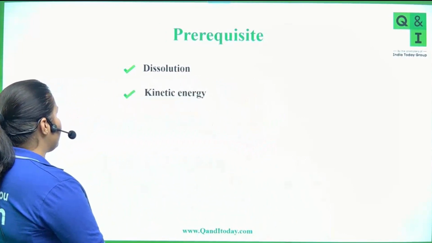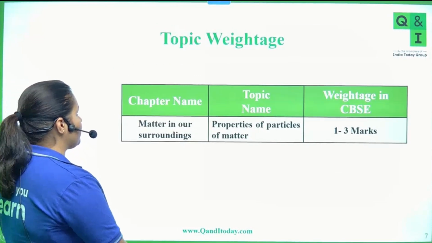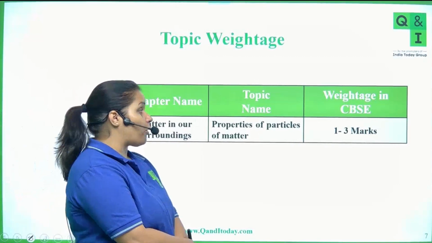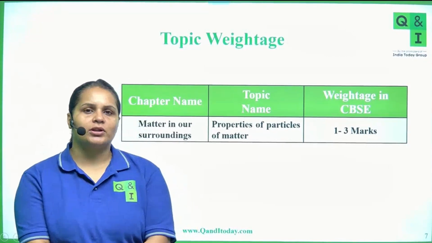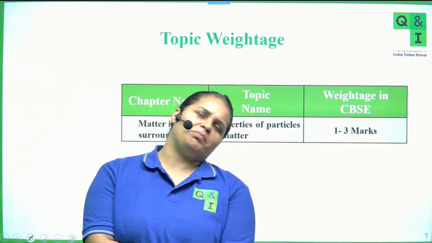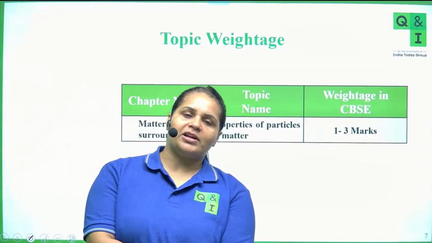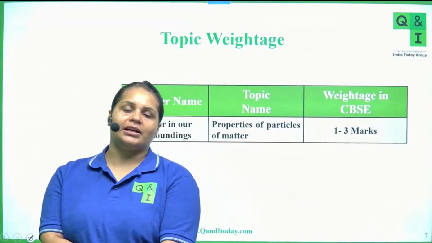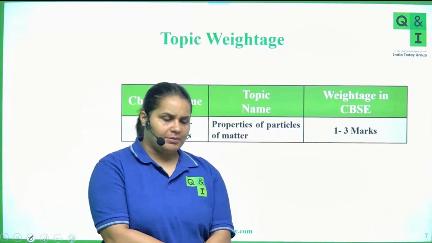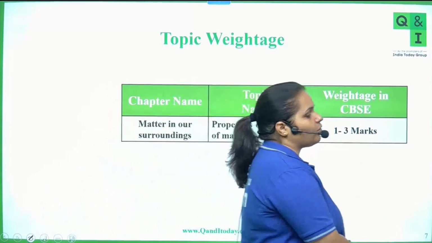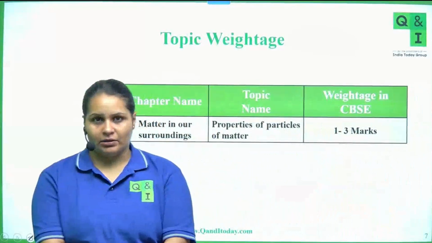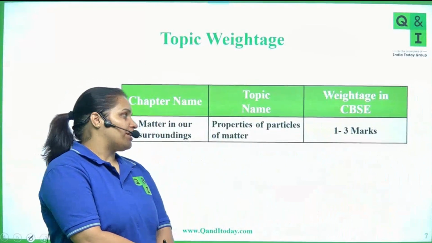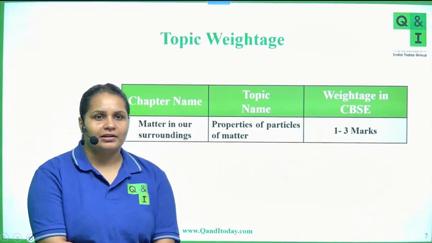So these were the prerequisites, and I'm now coming to the weightage of the topic: properties of particles of matter. You can get a 1 to 3 marks question from this part. It will definitely be based on activity, not directly, but based on activity. But yes, there could be a direct question also, like write the characteristics of properties of matter.